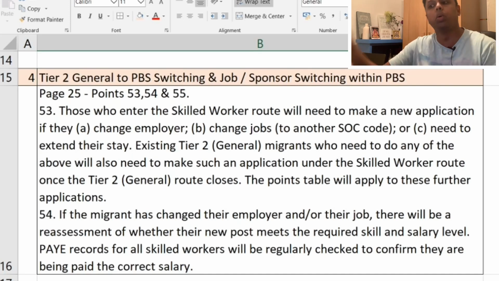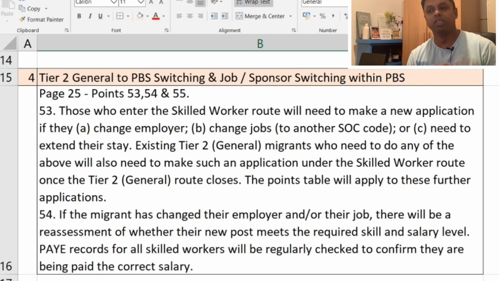But if you want to switch to a points-based system, that means your salary threshold needs to be meeting the 70-point criteria. So you will need to make sure that you are able to satisfy all the threshold criteria and get the 70 points. English language requirement alone, we'll cover it in the next point. But that's practically it. You are able to switch to any employer who has a valid sponsorship license, but you just need to go through the entire process again with the points table.